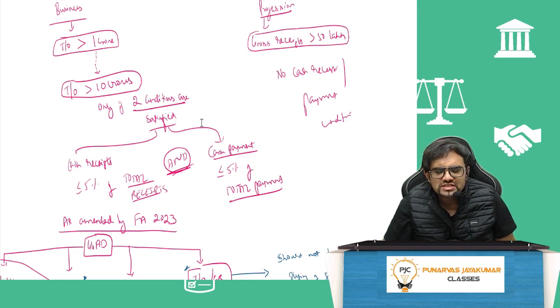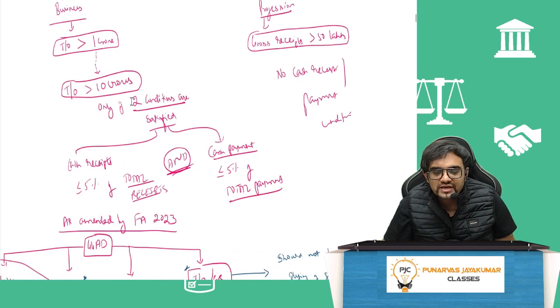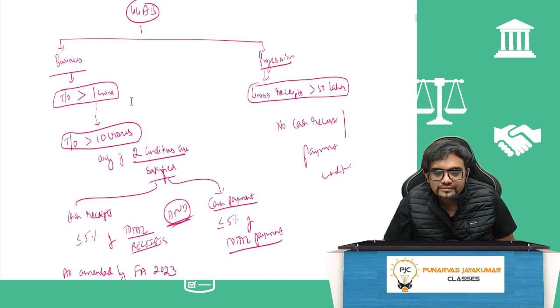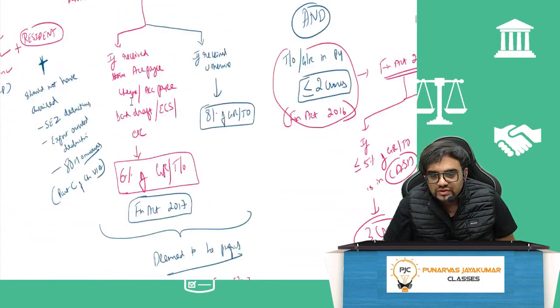So cash receipts must be less than or equal to 5% of the total receipts and cash payment less than or equal to 5% of total payments. And as far as profession is concerned, if gross receipt is more than 50 lakh rupees, there is no cash receipt or payment condition, just gross receipt should be more than 50 lakh. That being the case, tax audit will come into the picture.